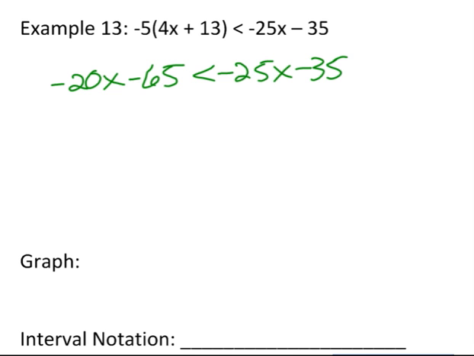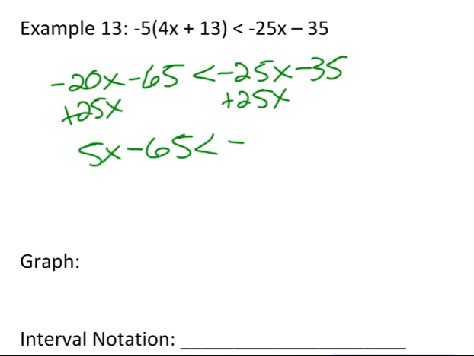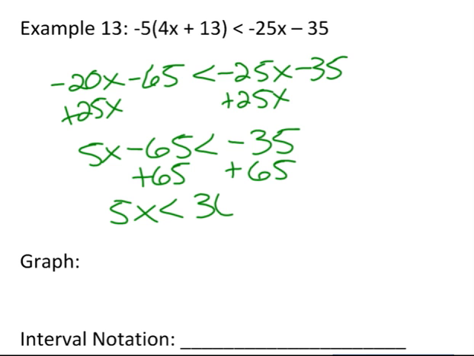All right. The x's have to be on the same side. Now remember, we want positive x's. So you're better off adding 25x to make the x positive than adding the 20x. So I end up with positive 5x and add 65. I get 5x is less than 30. Divide by a positive 5. I do not need to flip. I'm dividing by a positive number. x is less than 6.